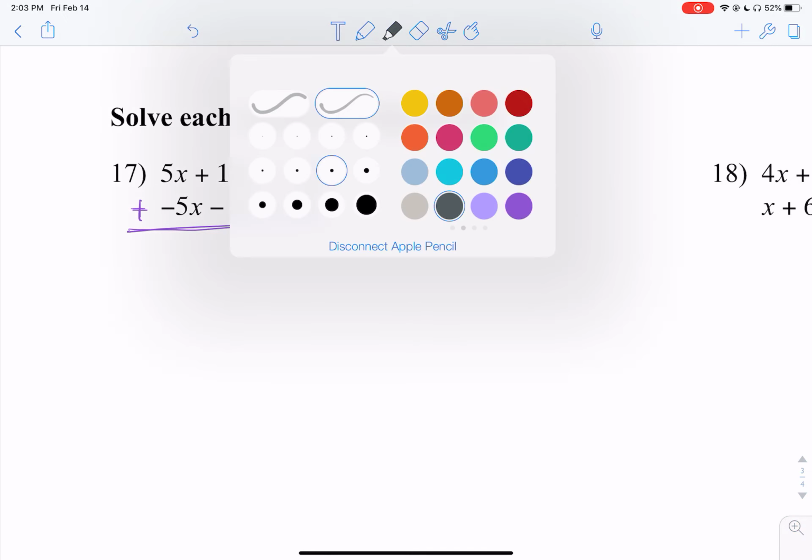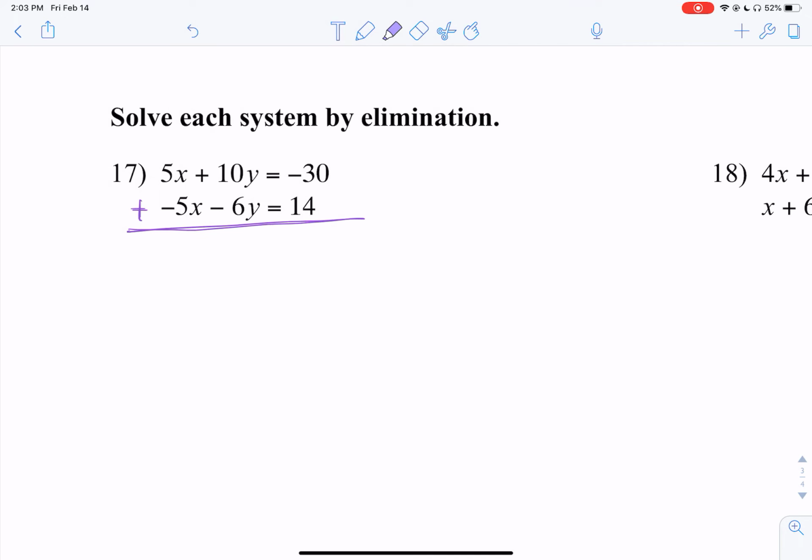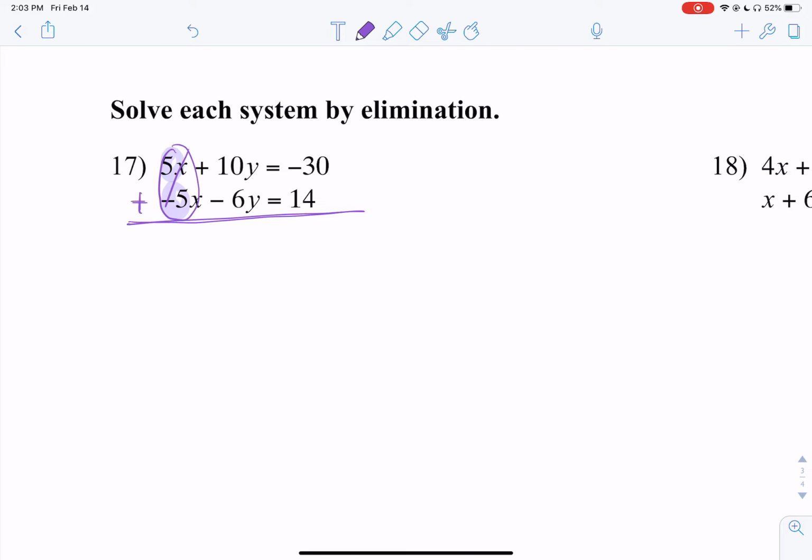Here we pay very close attention. You're going to notice that the x's have opposite coefficients. So adding two opposite numbers is going to make this equal to 0. So 5 plus negative 5 is 0. Adding everything else, we end up with positive 4y. This is going to be negative 16. And then we divide by 4, and we find that the value of y is negative 4.